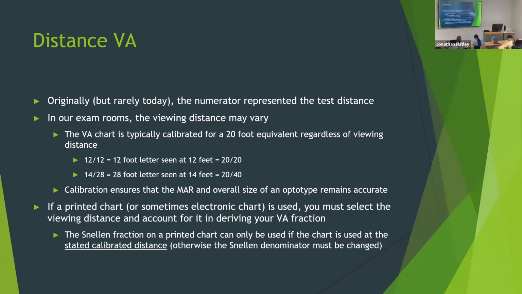So if the chart was set at 10 feet and the patient read a 12-foot letter, then the acuity would be 10 over 12-foot letter, or 10 over 12 feet. Now you can probably in your head double this and make it a Snellen equivalent or a 20 over X equivalent optotype. And that's often what we do in low vision.